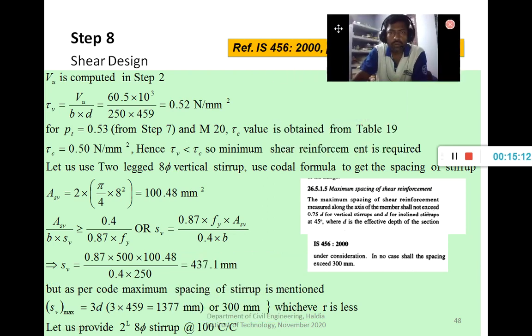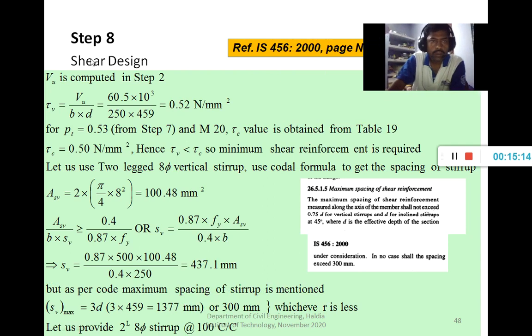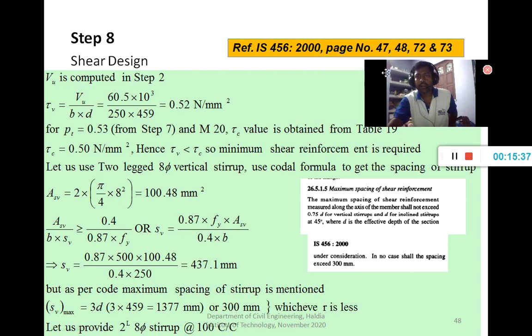So this is all about theory. Now, in step 8, the shear design is made. So first, Vu is computed in step 2, which is wu L by 2. So you verify it. Tau v is equal to Vu by bd using the expression on page numbers 47, 48, 72 and 73. Okay, the value is 0.52.